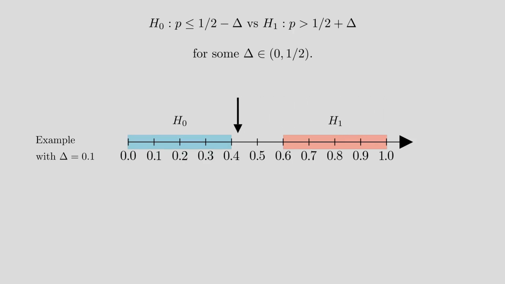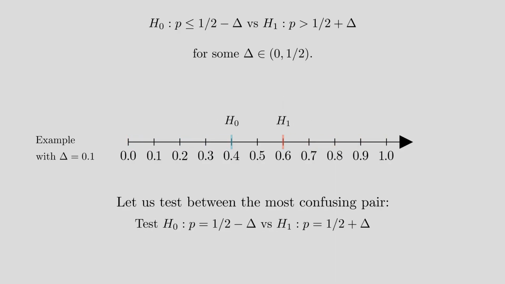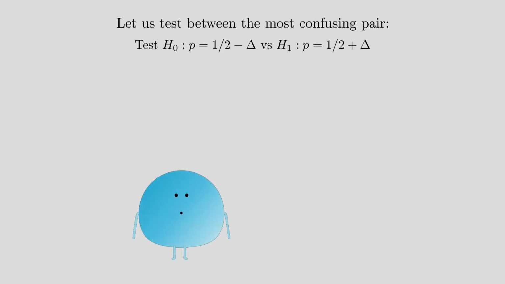However, if p is very close to 1/2, it is way harder to decide. In fact, if he manages to decide in the equality cases p equals 1/2 minus delta, or p equals 1/2 plus delta, then every other option is easier. So, Bob decides to only look at the test with null hypothesis p equals 1/2 minus delta versus alternative hypothesis 1/2 plus delta.